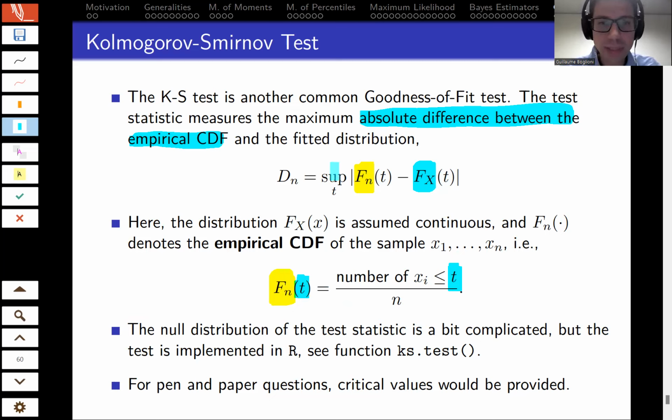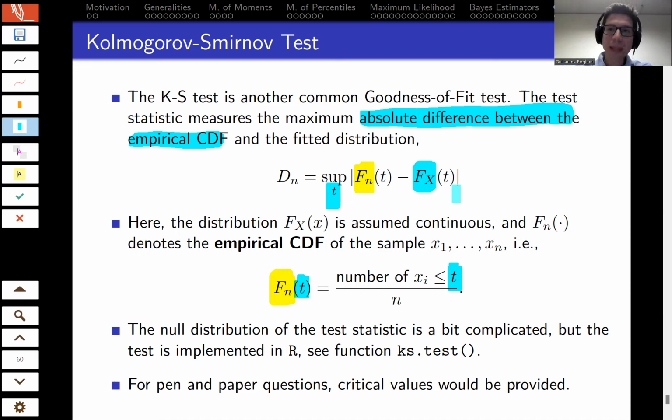Technically this is the supremum, but don't worry about the supremum as a technical mathematical definition. Just consider this to be the maximum. So how big is this difference over the whole support of the random variable? You look at those differences and take the very max one, the very biggest one, and that's your test statistic.